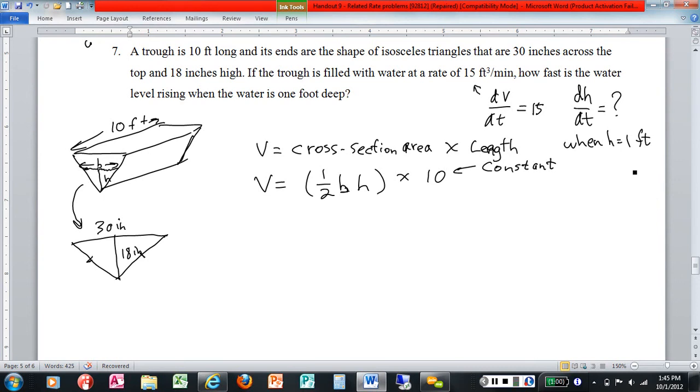Okay, so cleaning that up a little bit, I can substitute the 10, but I'm not going to substitute the 1 because it's varying. I'm just taking h to be 1, but the h could vary up to 1.5 feet, so it could go between 0 and 1.5 feet. So anyway, clean this up. 1/2, I can cancel the 2 into the 10, so that's going to be 5. So volume is 5BH.